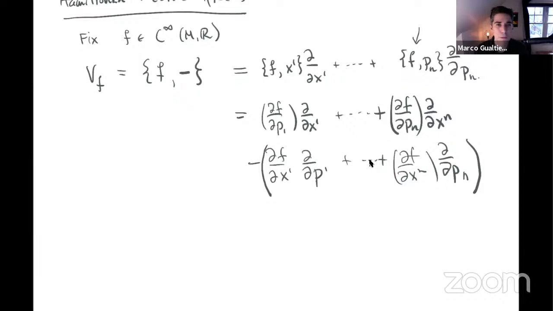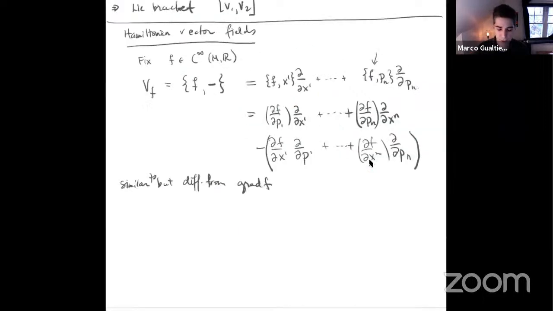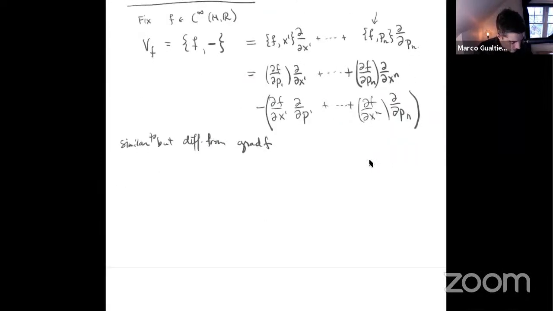So this is very similar to something you may have already learned, which is called the gradient, but different from the gradient of f. In the gradient of f, you would have df by dx1, d by dx1. You would have the same variable here and here, and you would not have a minus. But in this Hamiltonian version, it's very important that this particular relationship exists between the function and the vector field. And so here's the key property of this.